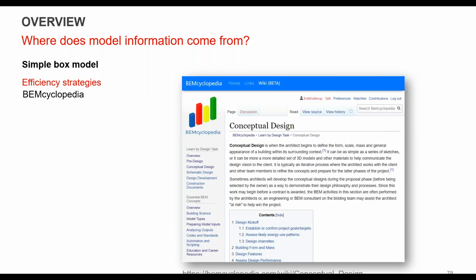And again, BEMcyclopedia has a pretty good outline, and we'll talk more about it when you look at standard 209, of what it actually looks like when you run through this process in a design setting.